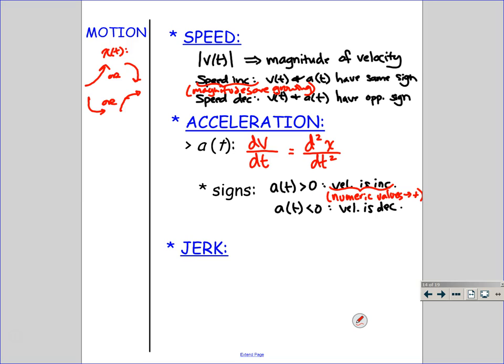Jerk, who's that guy? Don't start saying names. Think about the pattern. Jerk is the derivative of acceleration with respect to t, which is the same thing as the second derivative of velocity with respect to time, which is the same thing as the third derivative of position.